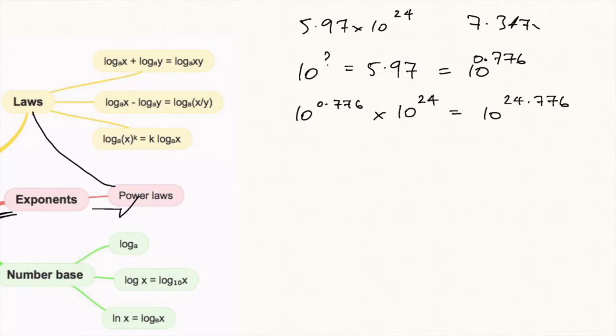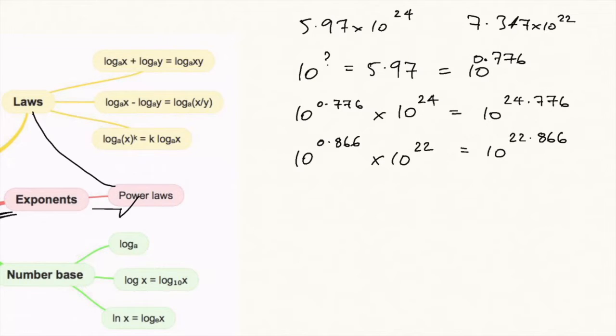Similarly, the mass of the Moon, 7.347 times 10 to the 22 kilograms, written as powers of 10, gives 10 to the power 0.866 times 10 to the 22. Adding the indices, this is 10 to the power of 22.866.